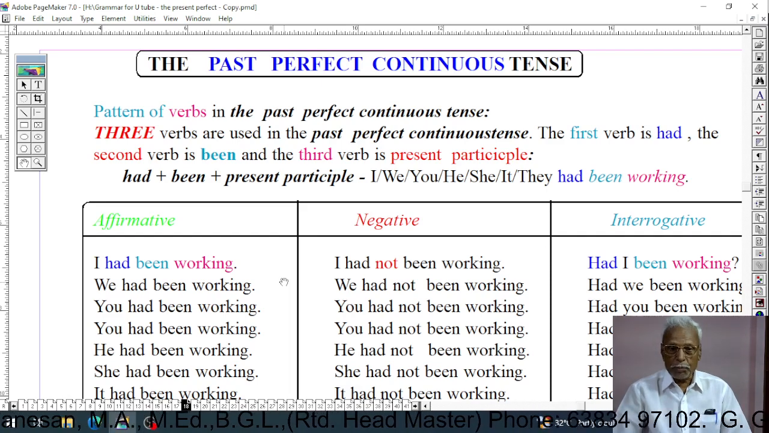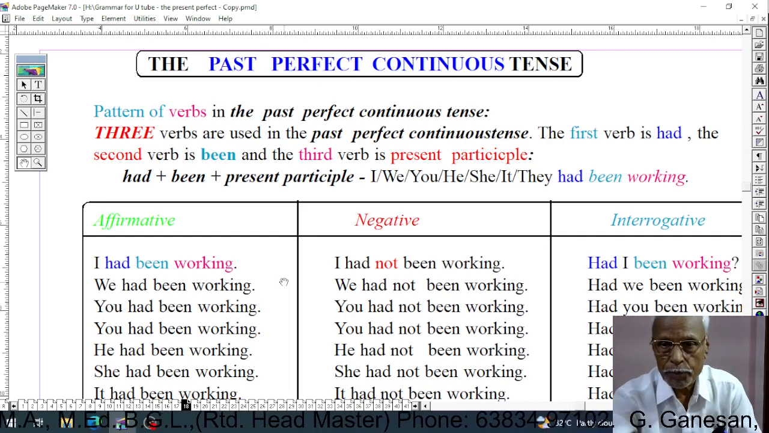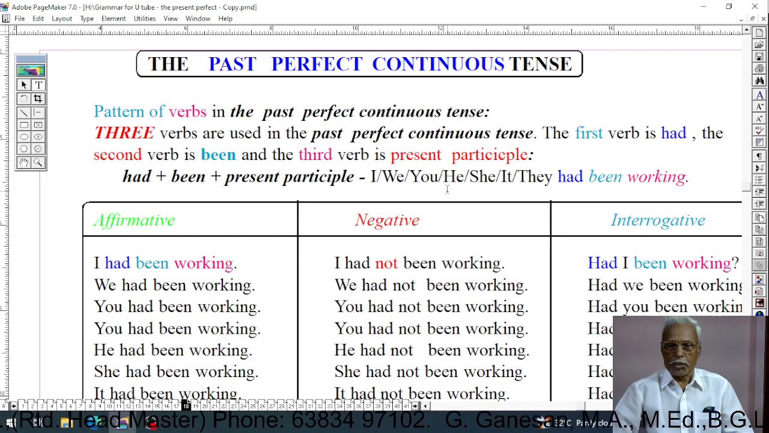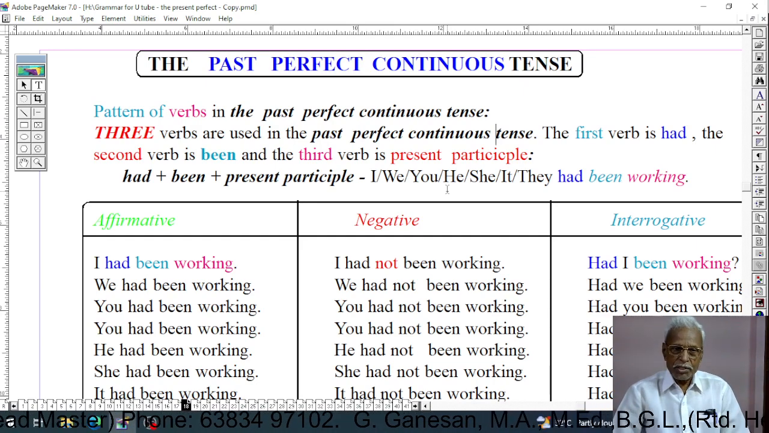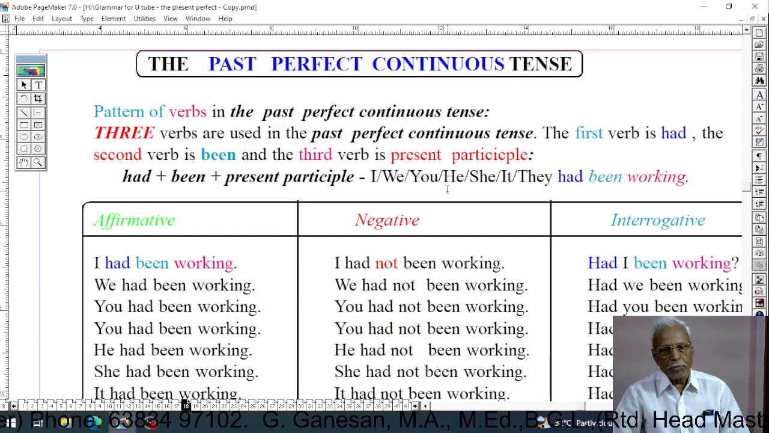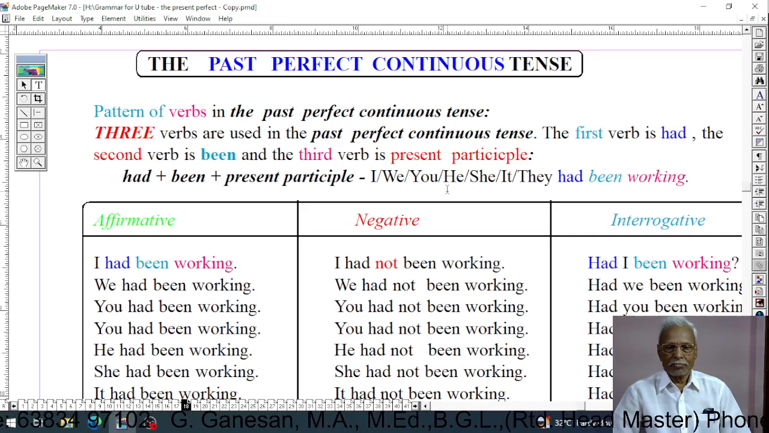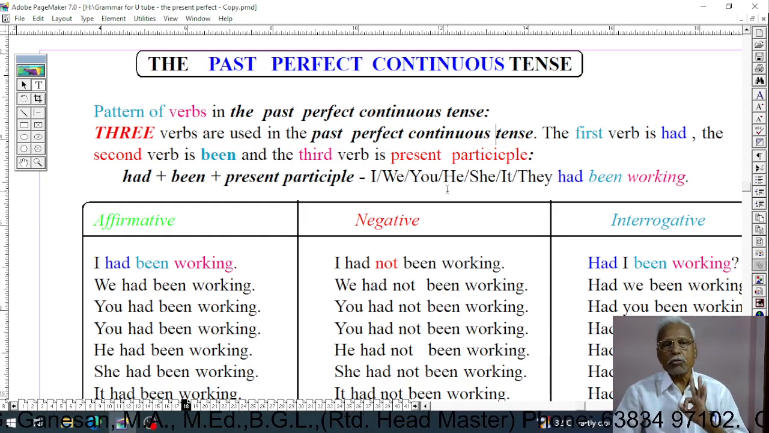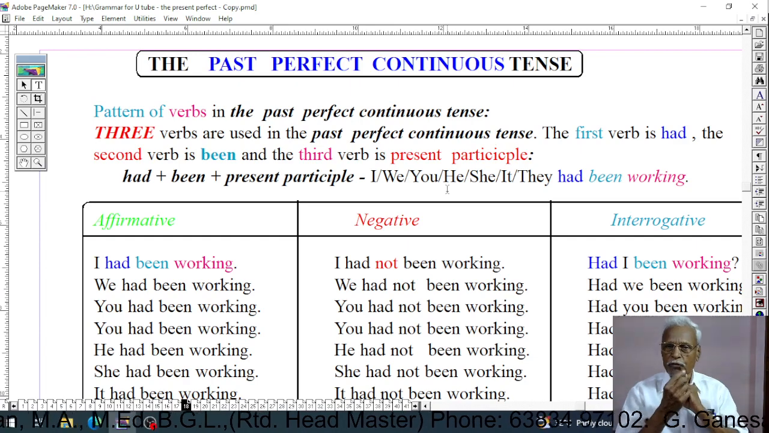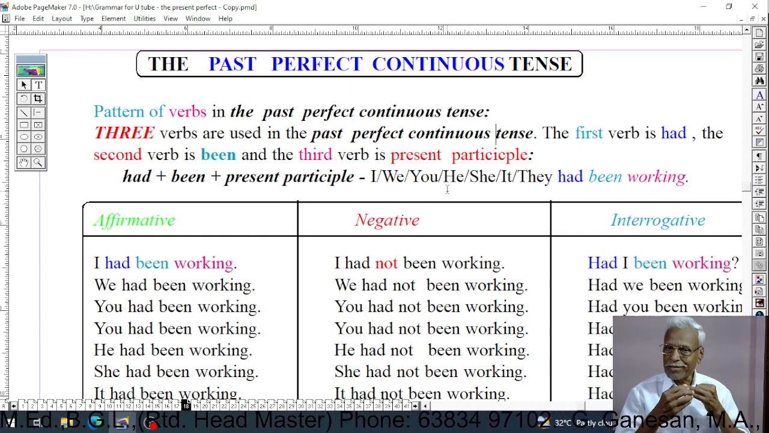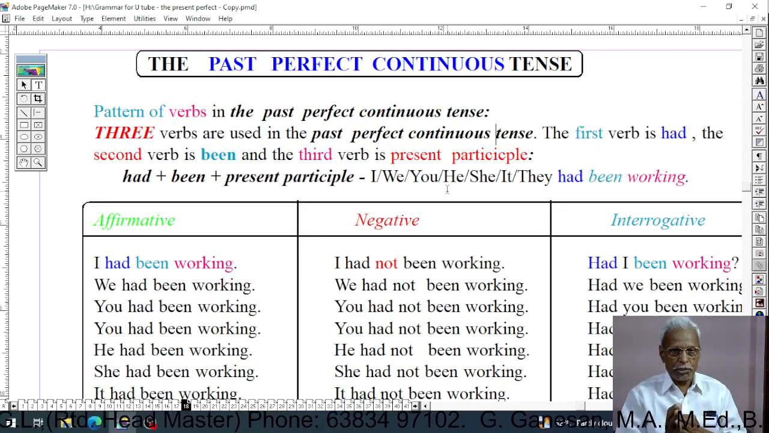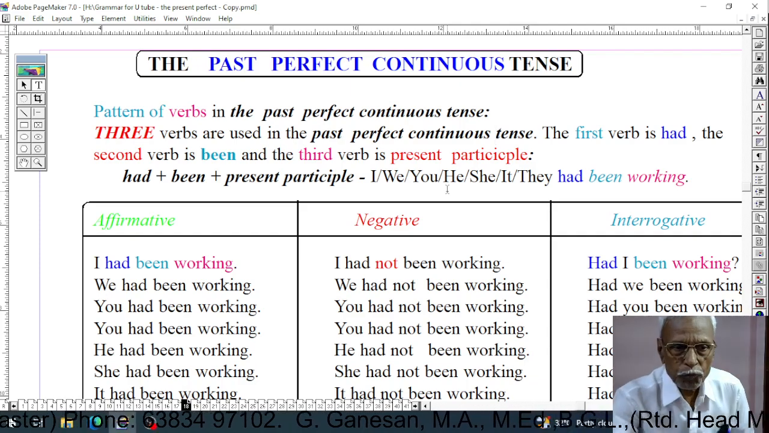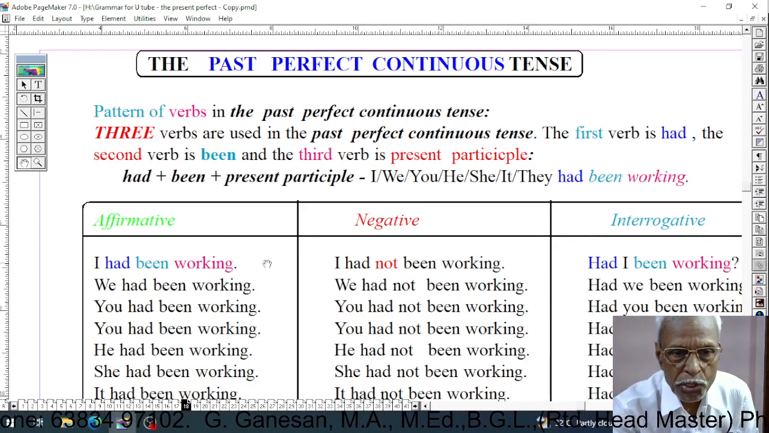Three verbs are used in the past perfect continuous tense. The first verb is had, the second verb is been, and the third verb is a present participle. My dear students, bear it in mind, that's all. The first one is had, the second one is been, and the third verb is the present participle of the finite verb. That's all.